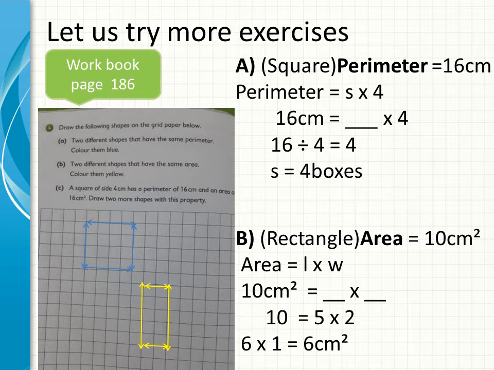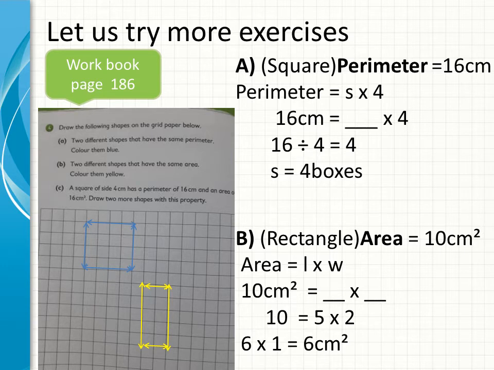B, draw a shape that has the same area. Two different shapes that have the same area. Now, let's choose a shape. We choose a rectangle. And then, let's choose an area. 10 square centimeter. Remember, area always measures in square centimeter. So we choose an area of 10 square centimeter. We can choose any one we like because the book does not give us any.